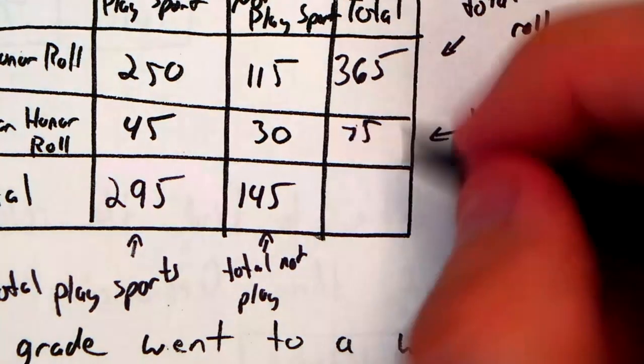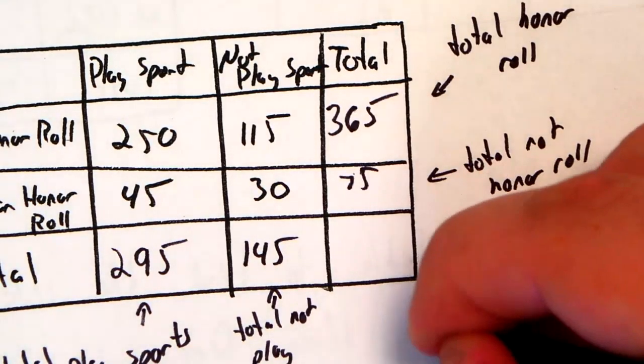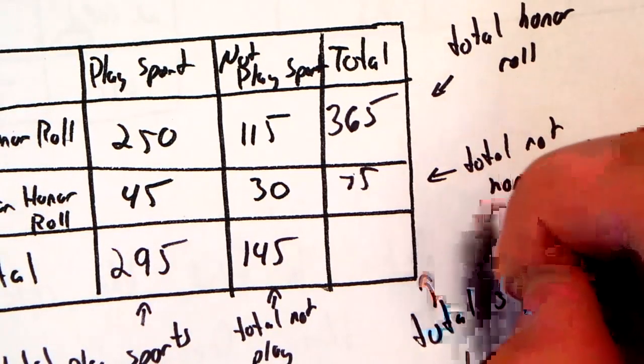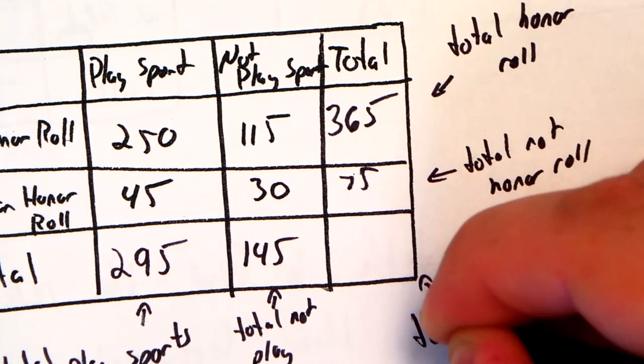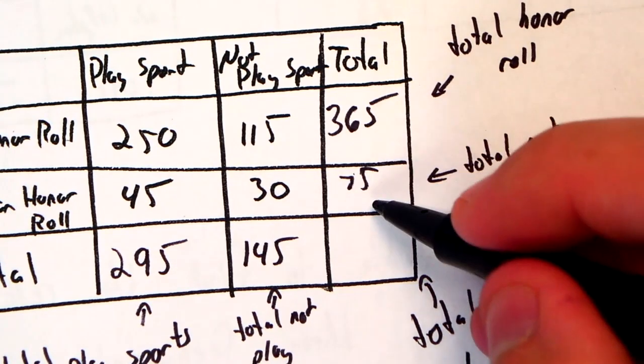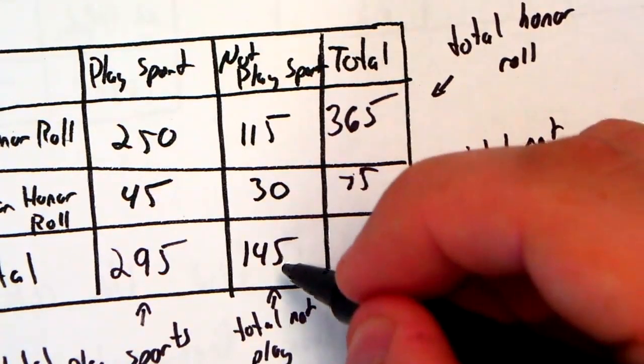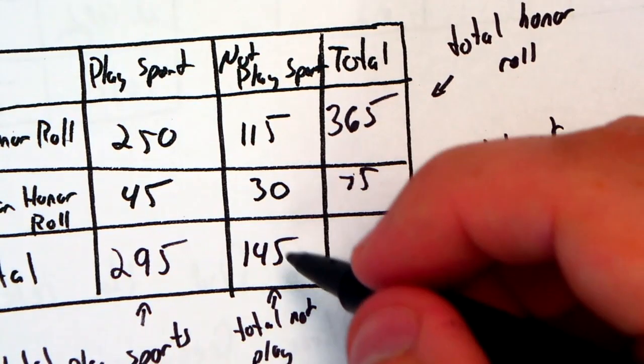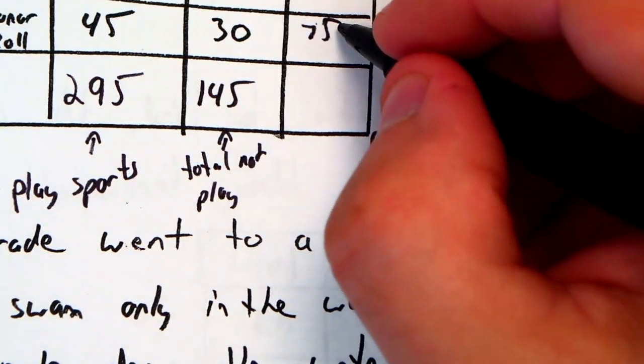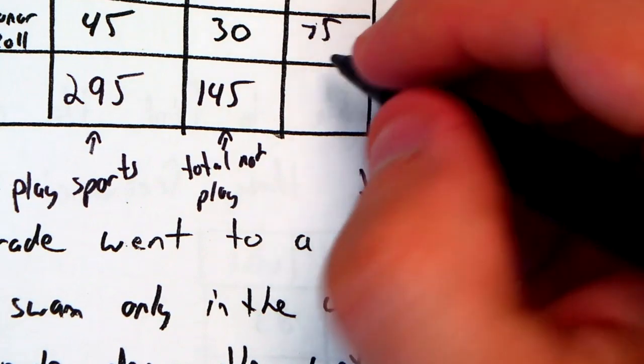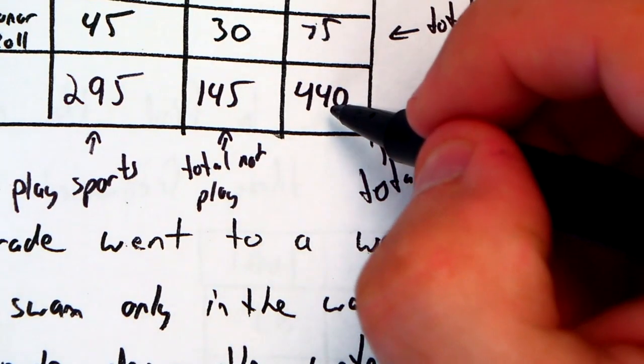Now, this here is the total number of students. We can either do it this way or this way. It cannot be both. So 365 plus 75 is 440. Now if we go in this direction as well, we should also get 440. And we do.